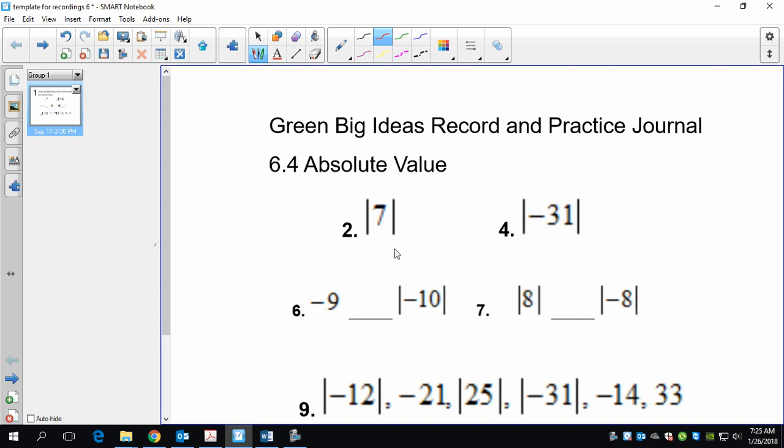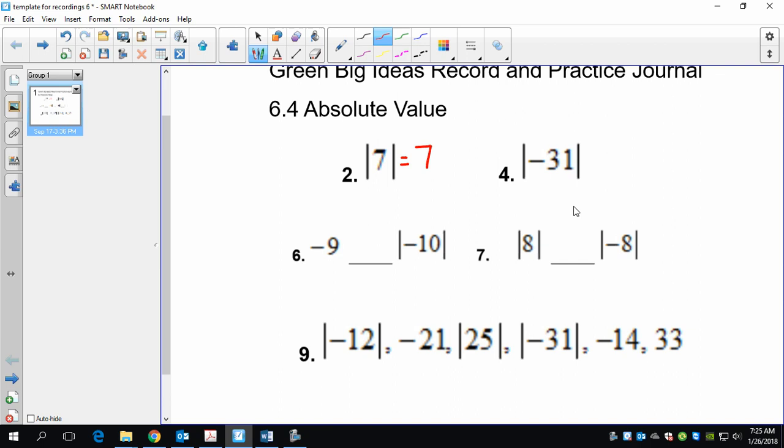And basically what we're trying to do is find out the maximum value that number could ever have. So the absolute value of 7, the biggest 7 could ever be, would be 7. It's important to note that absolute value will not be a negative answer.